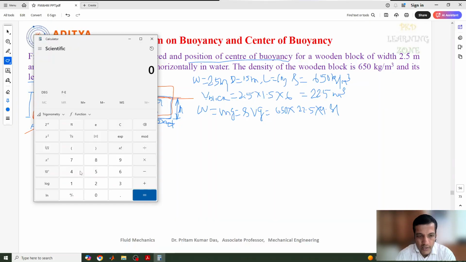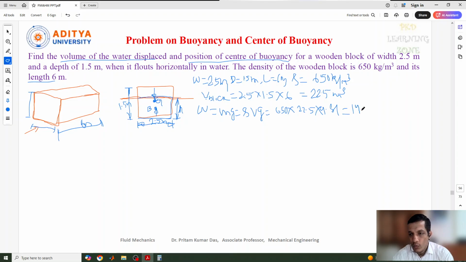So how much is it? 650 into 22.5 into 9.81 equals 143,471, approximately. That is in Newton.